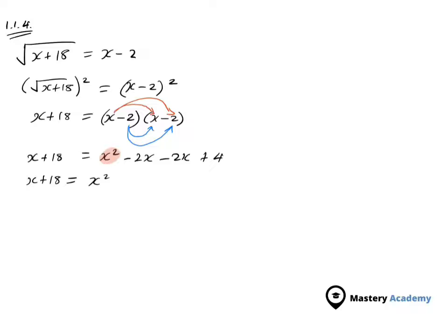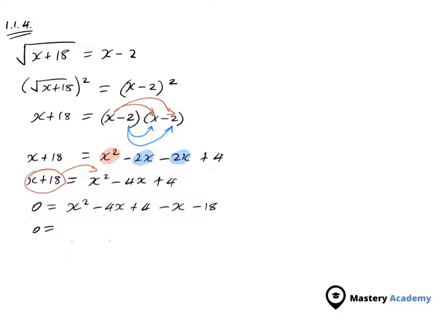And then these are like terms, so negative 2x minus 2x, you get minus 4x. Lastly, there's nothing that we can add to this one, so we just copy it as a 4. Then you can take these two to the other side. We do that, and we are left with x squared minus 4x plus 4 minus x minus 18. These numbers, both of them are positive, so when they jump the equal sign, they all become negative numbers.